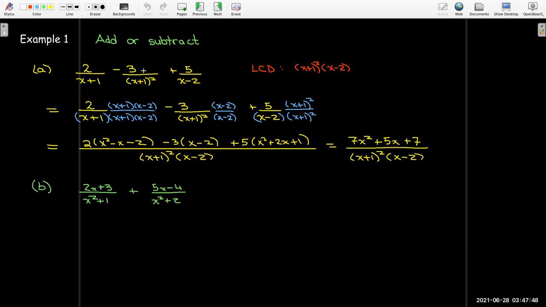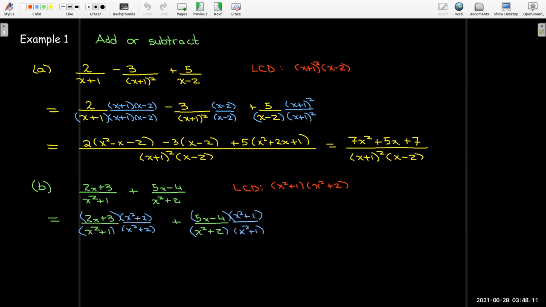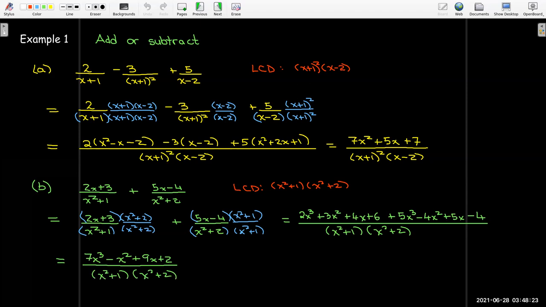Here's another example. Here my denominators, x squared plus 1 and x squared plus 2, are prime polynomials. They cannot be factored. Another word for prime would be irreducible. You cannot reduce them any further. So the LCD is just the product. Again, I use multiplying by a form of 1 to write every fraction with the LCD, multiply it out and collect the like terms.